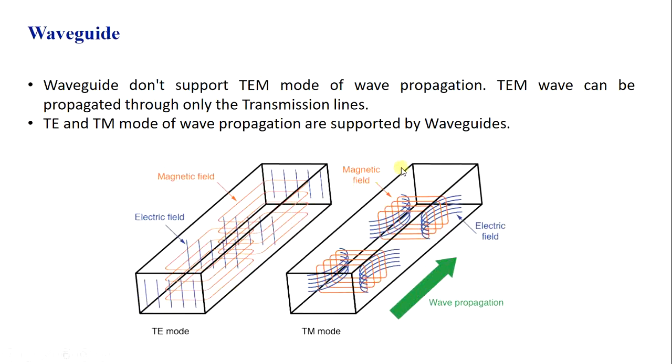This is the direction of wave propagation, and you can see the electric field is transverse to the direction of wave propagation. In this, the magnetic field is transverse to the direction of wave propagation.